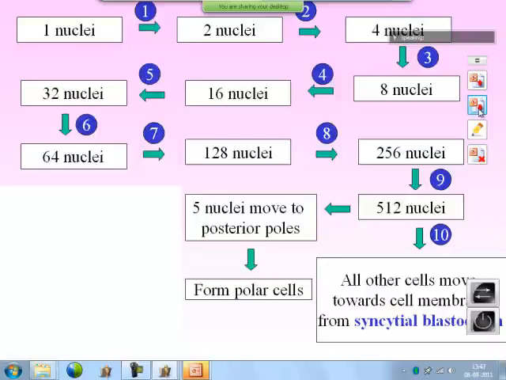Now what happens to the 507 nuclei? They undergo another division, and that is called the 10th cleavage.